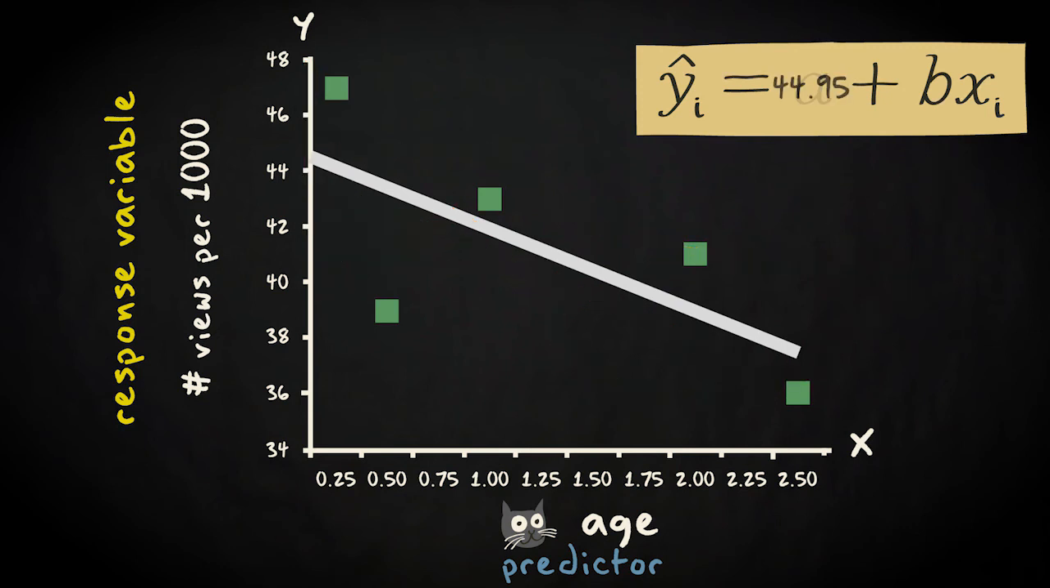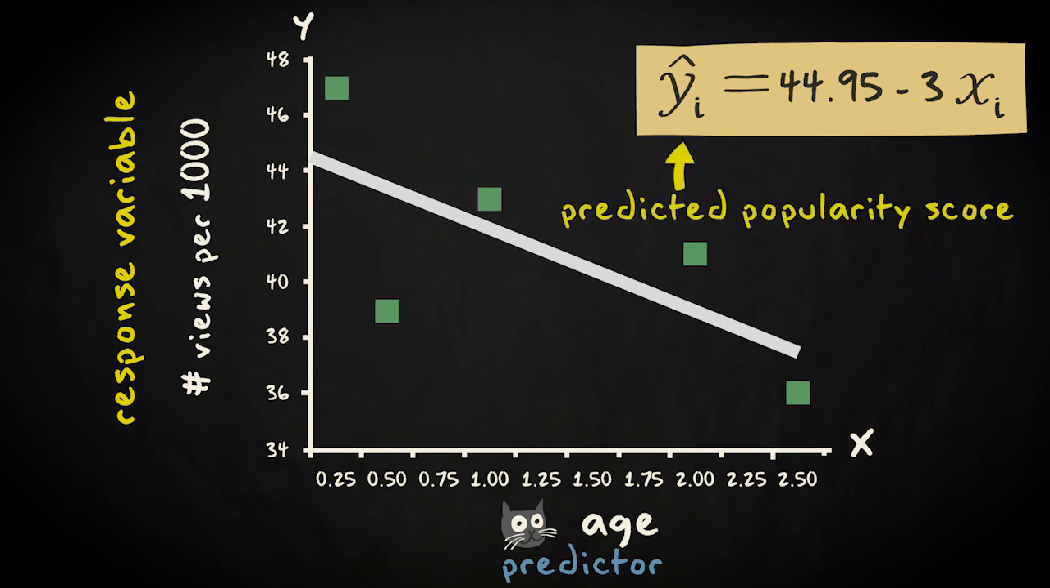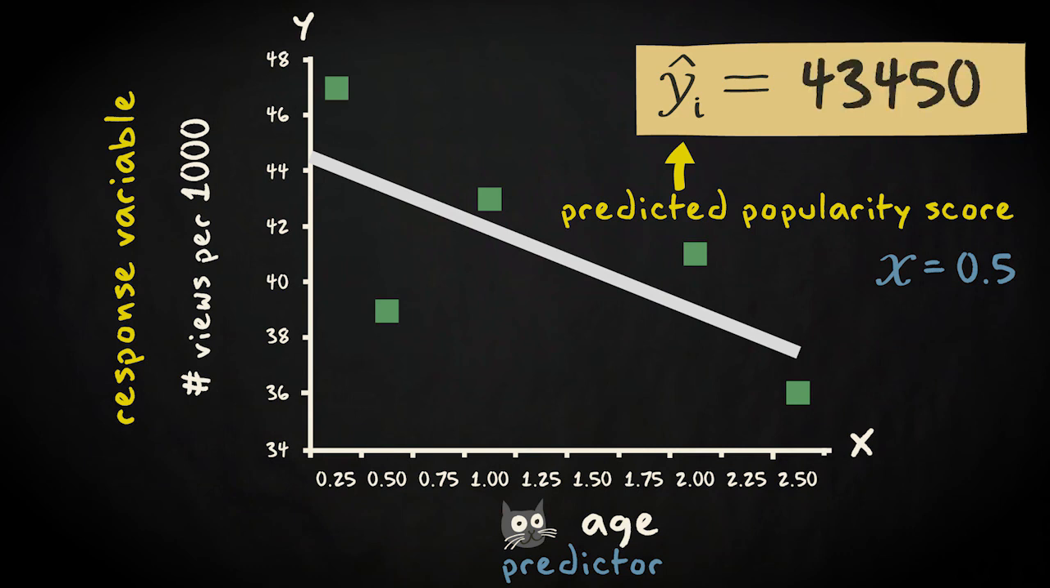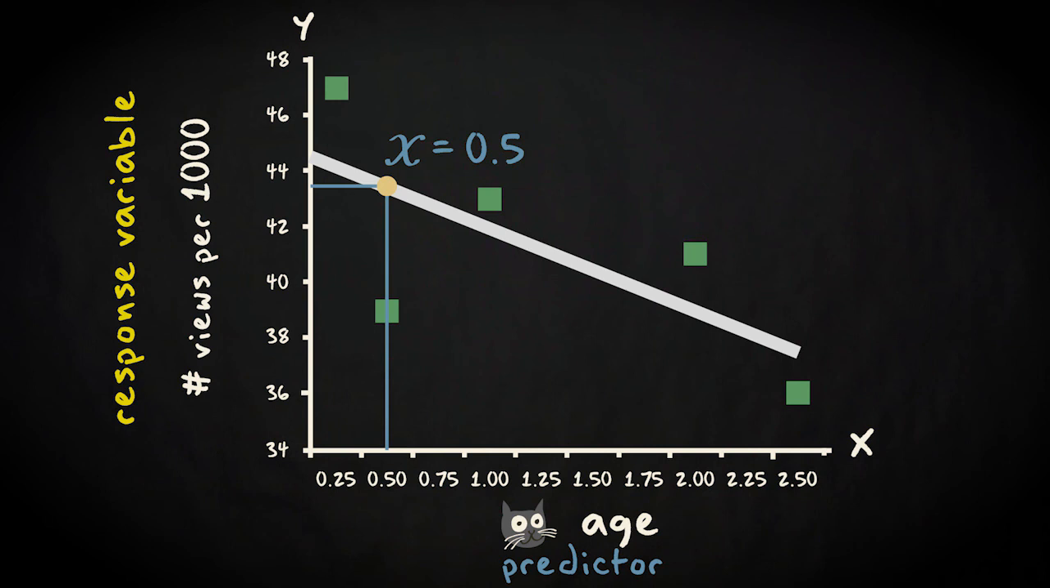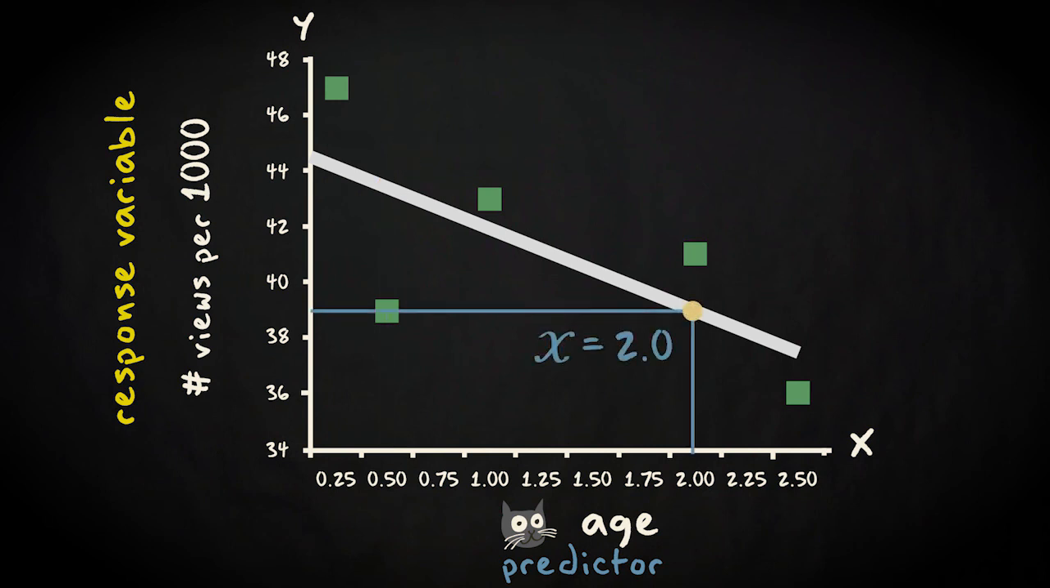Suppose that in our example, a is 44.95 and b is -3. Then the predicted popularity score for a video of a half-year-old cat is 44.95 minus 3 times 0.5. This equals 43.45 times 1,000, or 43,450 video views. Similarly, the predicted score for a 2-year-old cat is 44.95 minus 3 times 2. This equals 38.95 times 1,000, or 38,950 video views. As you can see, these are the y values for x is 0.5 and x is 2 on the regression line. These are the predicted scores, which differ from the observed scores.